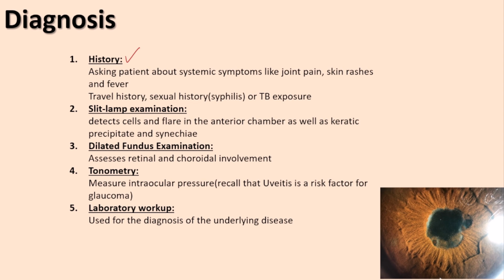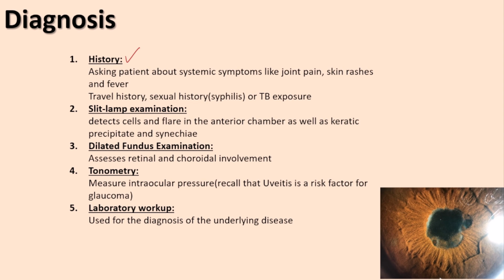For example, if the patient is reporting joint pain or stiffness, this is very suggestive of ankylosing spondylitis or sarcoidosis. And if the patient is reporting oral or genital ulcers, this is very suggestive of Behçet disease. If the patient is reporting skin rashes, this can be due to psoriasis or reactive arthritis, another cause of uveitis. And if the patient is reporting fever, fatigue, and night sweats, these are suggestive of infectious causes like tuberculosis. So the history is very important for you to ask from the patient.